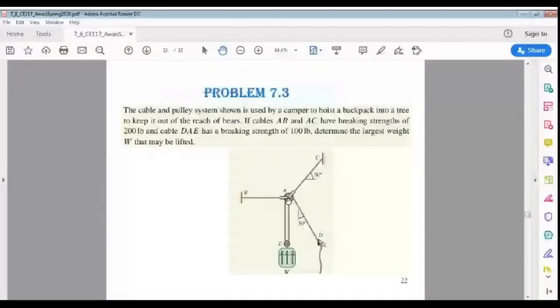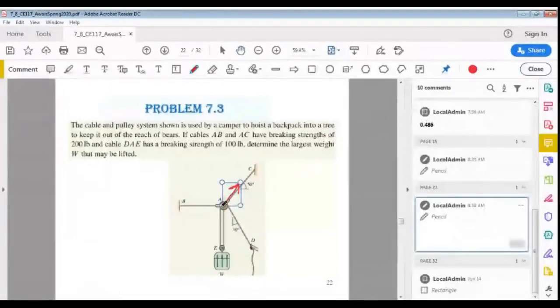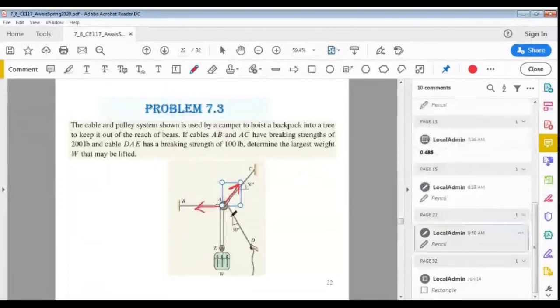So let's look into the problem. For example, if I draw the free body diagram of joint A, okay? So first of all, draw the joint A, then there is a force due to this cable. You can assume any direction for the force. So let's take, this is one force. Then you have a force in the member AB. Then you have this cable force.